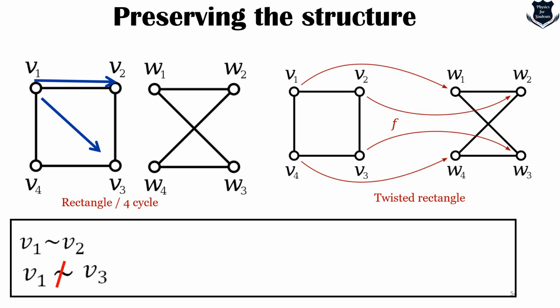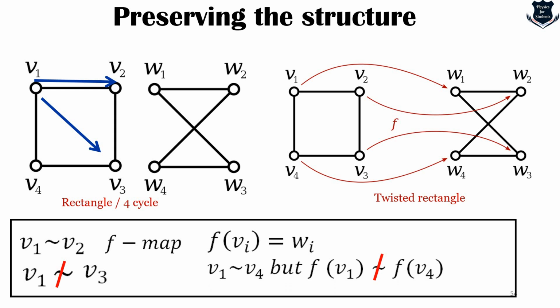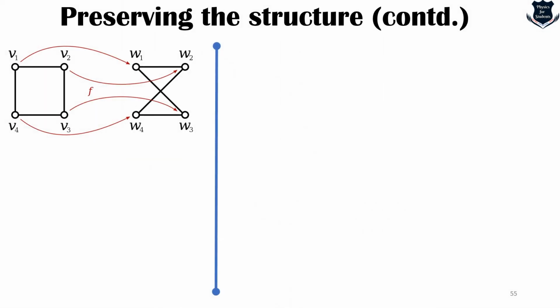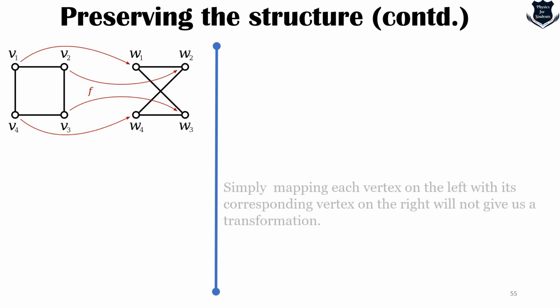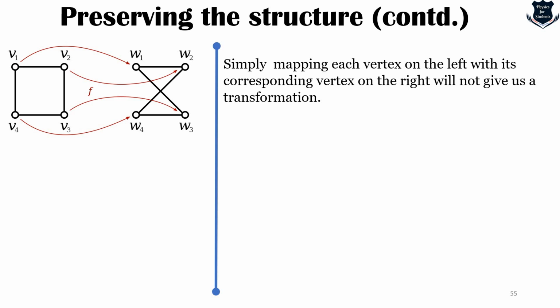We do this via a map which is called F. For example, we can say F of Vi equals Wi. However, this specific transformation is not structure preserving in the following sense: V1 is connected to V4, but V1 is not connected to the function of V4. So here you see W1 and W2. Just mapping each vertex with index i on the left to its corresponding vertex with index i on the right will not give us a transformation that demonstrates the equality of the graphs.